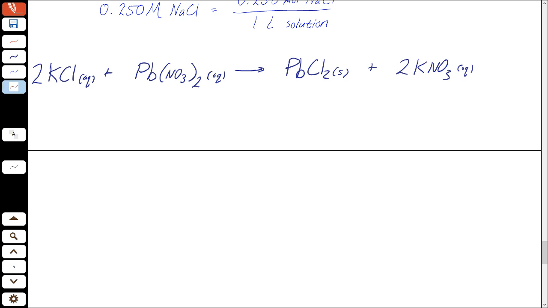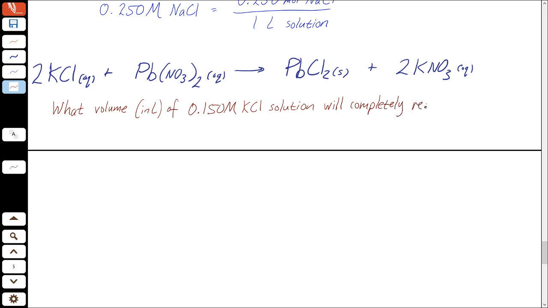Let me reword this a second. What volume in liters of a 0.150 molar KCl solution will completely react with 0.150 liters of a 0.175 molar lead 2 nitrate solution? All right. So that sounds like a lot going on here.